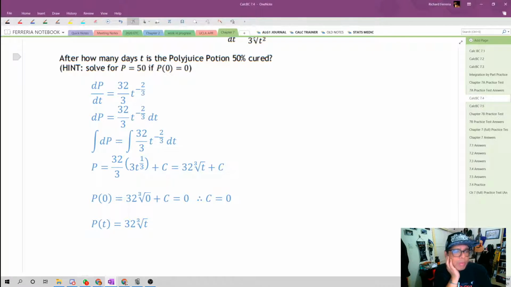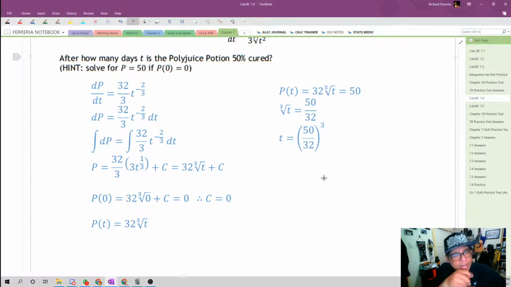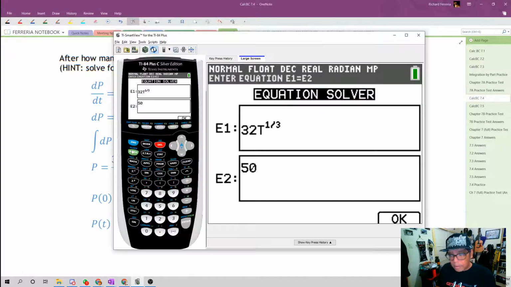Now for the last part here, we want to solve for t when P is equal to 50. In other words, we want to solve P(t) equals 32 cube root of t equals 50. Let's solve this algebraically first. And that's not that big of a deal. We got t equals the cube of 50 over 32. Of course, if you do get a calculator, I kind of recommend you just use the solver. There's no reason to do any algebra or solve anything algebraically if you have a calculator in front of you. I highly recommend against it.